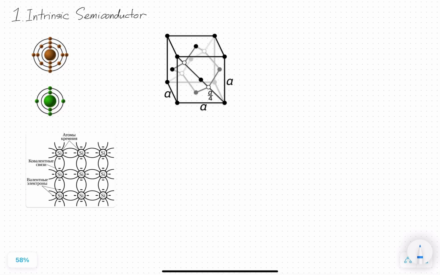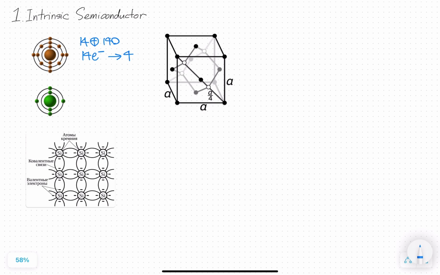In this video, we'll talk about an intrinsic semiconductor. Let's begin by looking at a silicon atom. A silicon atom contains 14 protons, 14 neutrons, and 14 electrons. Among these electrons, 4 are valence electrons, which participate in covalent bonding.